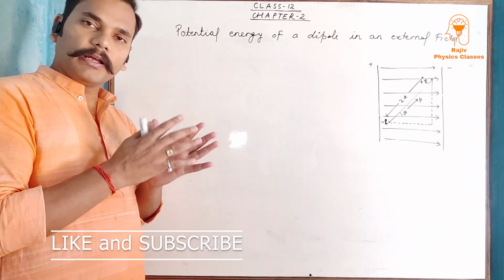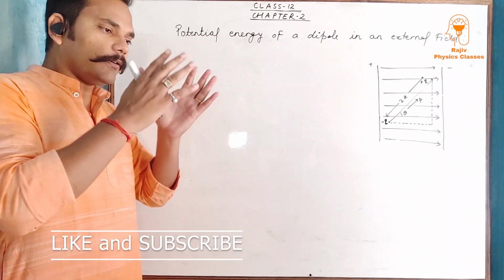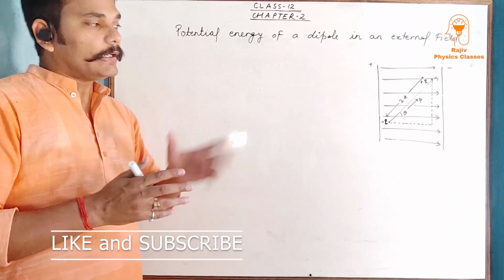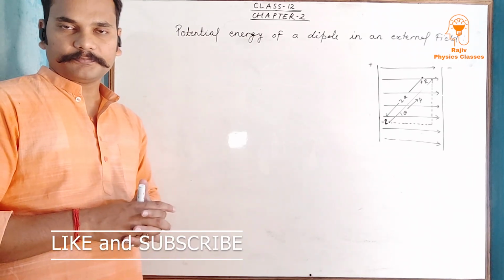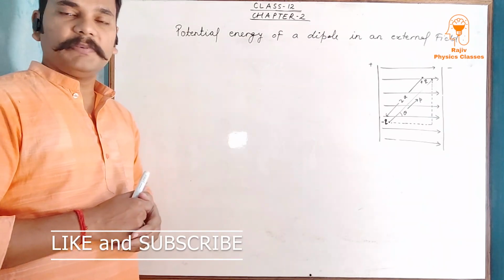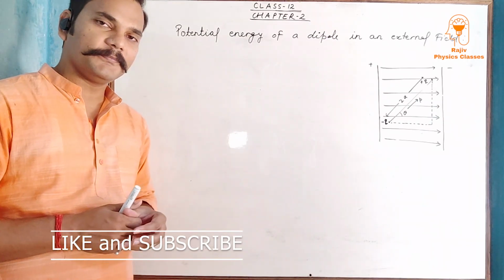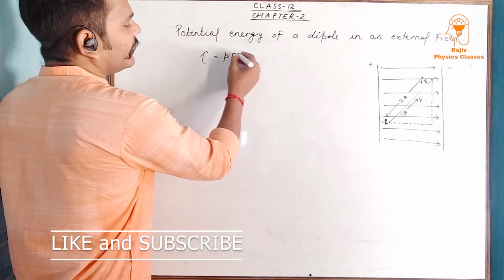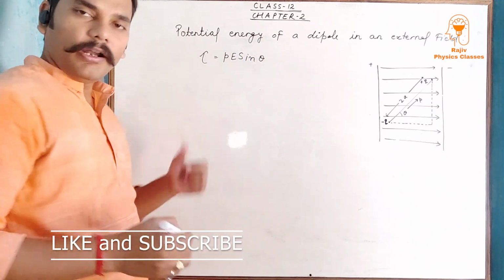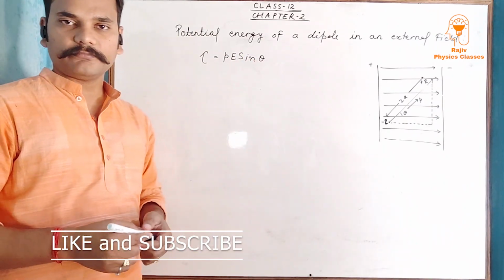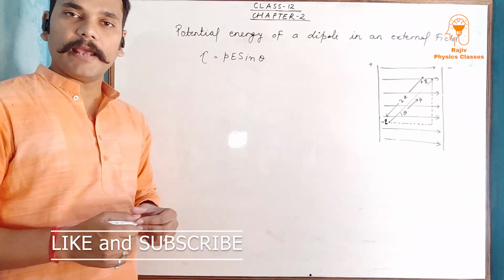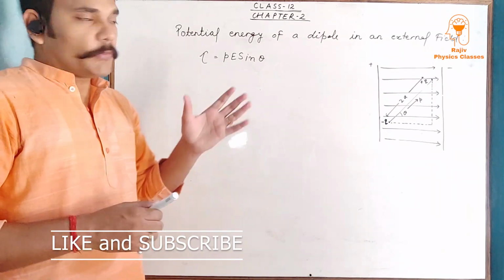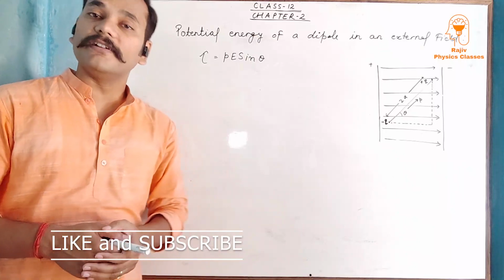We have studied regarding this one, that whenever a dipole is placed into a uniform electric field, that dipole will experience a torque. Correct? If this dipole will experience a torque, what is the expression for it? The expression is tau is equal to P E sin theta, or tau is equal to P cross E. Correct? Here what is P? P is electric dipole moment while E is the electric field. Is that clear?